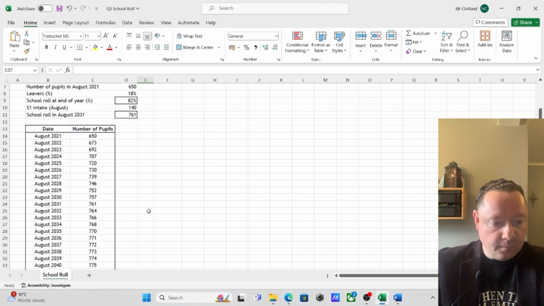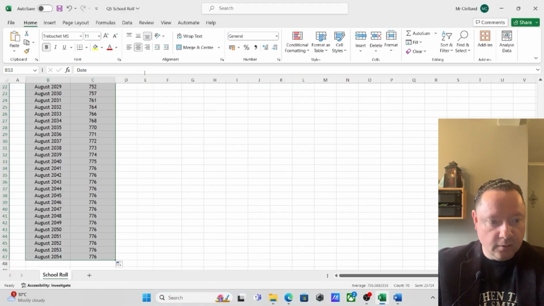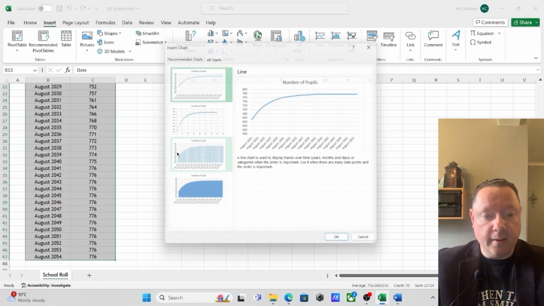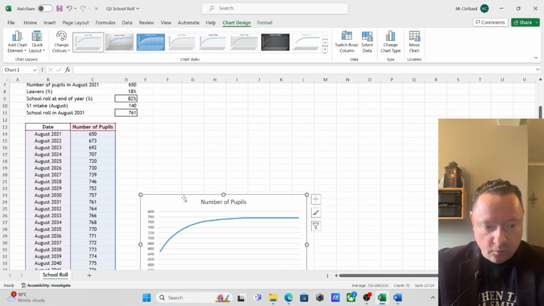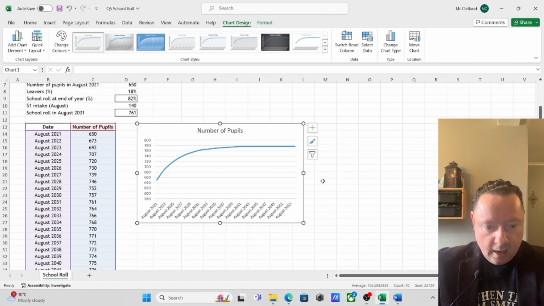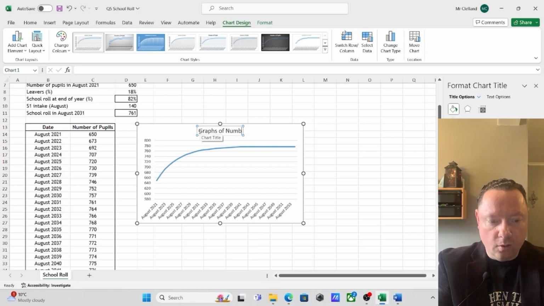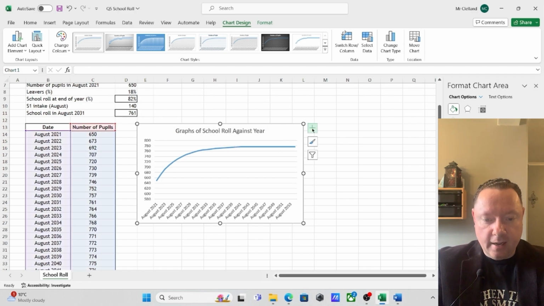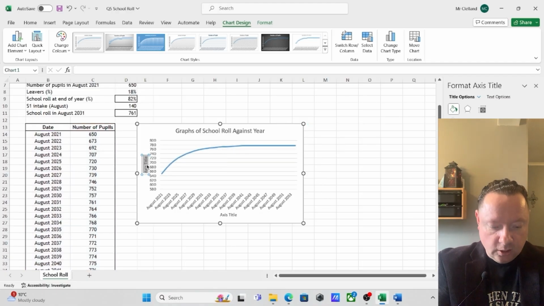So we get that. And then we have to make a graph. So let's highlight all the data and not give ourselves a headache. Insert, recommended charts. Top one looks good. So I'll just press OK. And I'll move that up so that it's in an appropriate place. And let's just make sure the axes are labelled. So graph of, let's just call it school roll against year. That seems good. So a title for a graph, and then axes, so plus axis titles. This one's number of pupils.